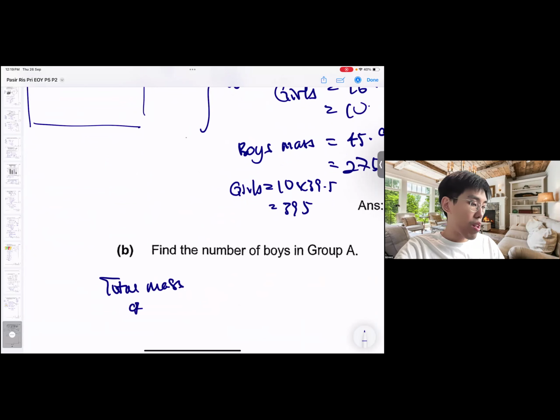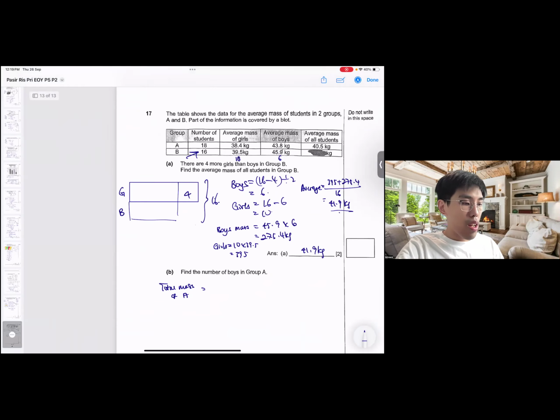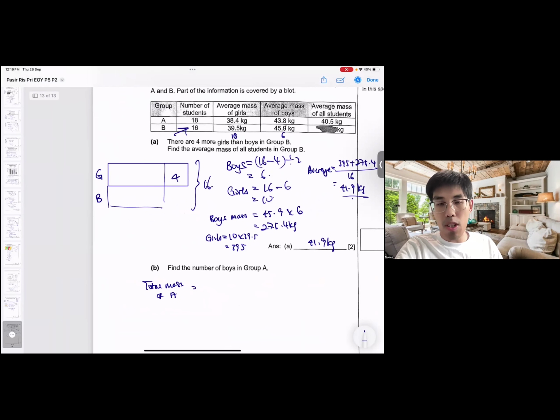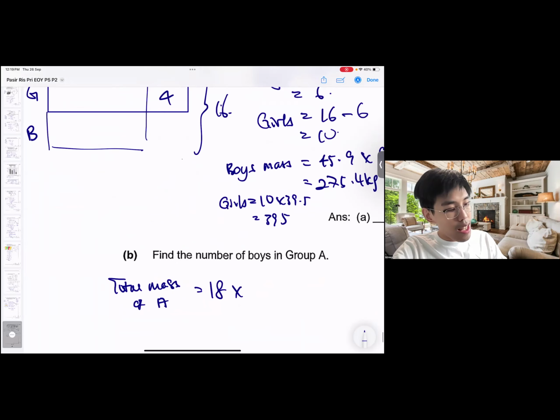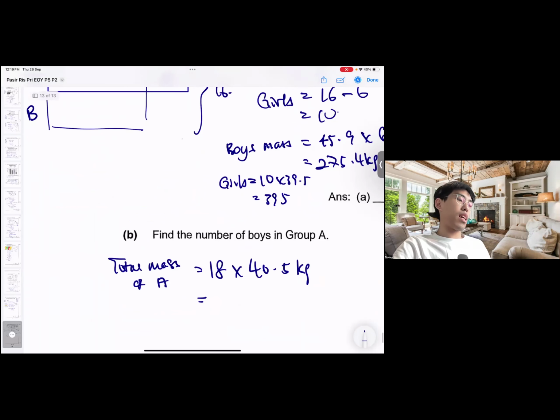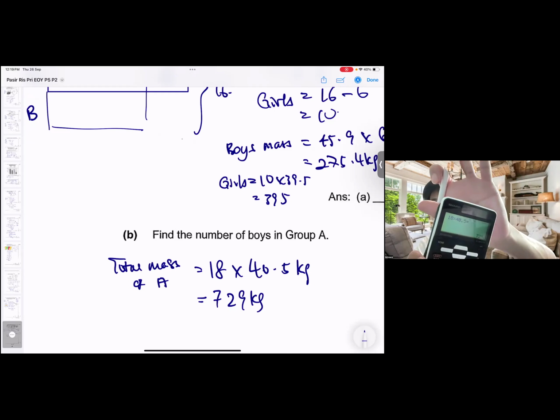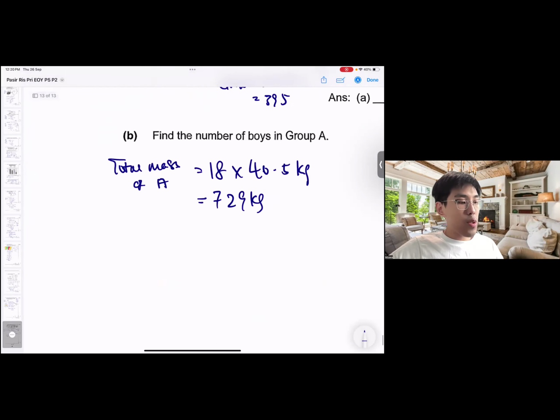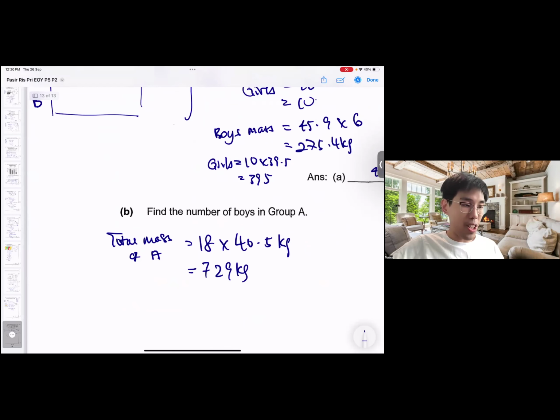total mass of A, which is 40.5 multiplied by 18. This one you already know because it's in the question already. So it's 80 times 40.5. So this one should be 729. The number just seems to pop up at me, so I just got the answer. 729. Okay, so this is where we start to use the assumption method already.